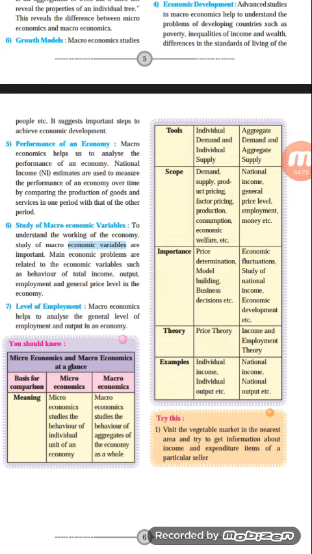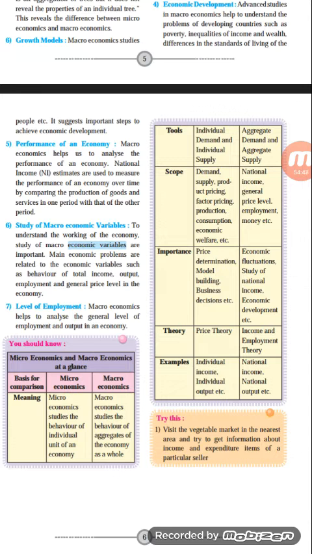The sixth point is the study of macroeconomic variables. Variables means the various factors that affect the economy. To understand the working of an economy, the study of macroeconomic variables is important. Main economic problems are related to economic variables, such as the behavior of total income, total output, total employment, and the general price level in an economy.